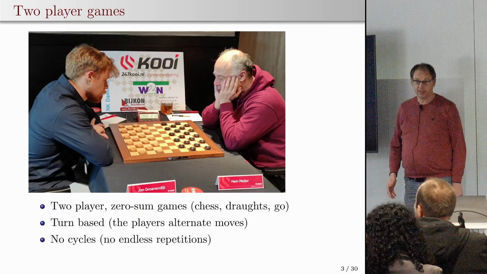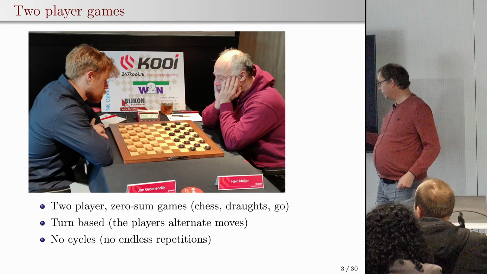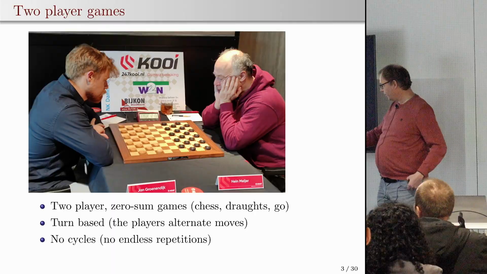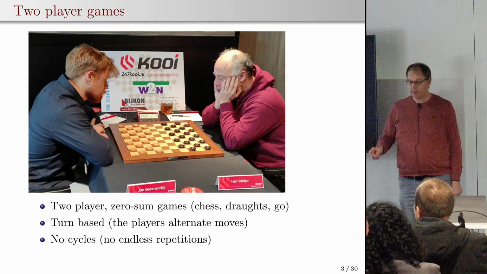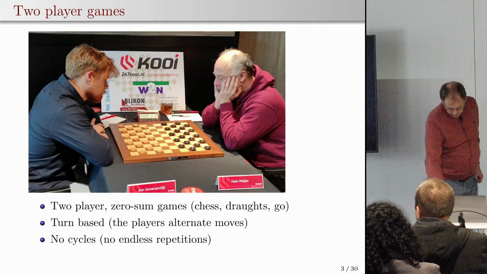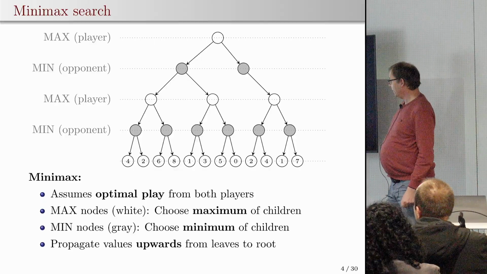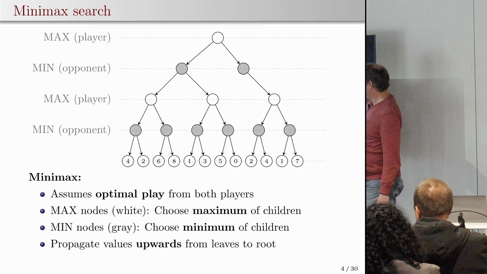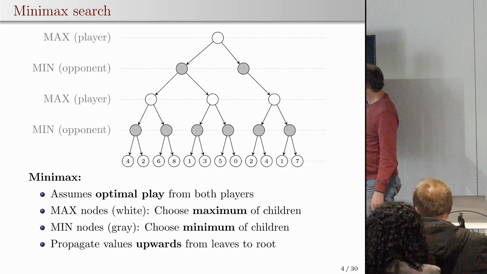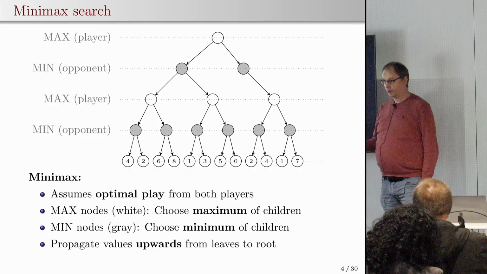The setting is two-player zero-sum games, so the gain for one player is a loss for the other, with alternating moves, and we really look at trees, so there cannot be cycles in the game. We can model that using game trees. The nodes are game states and the arrows are moves, and a playout is just a path in the tree, and in the leaves we know the results, which are just numbers.